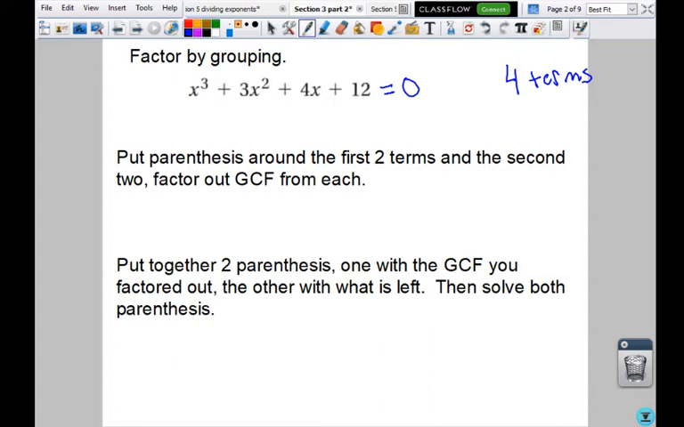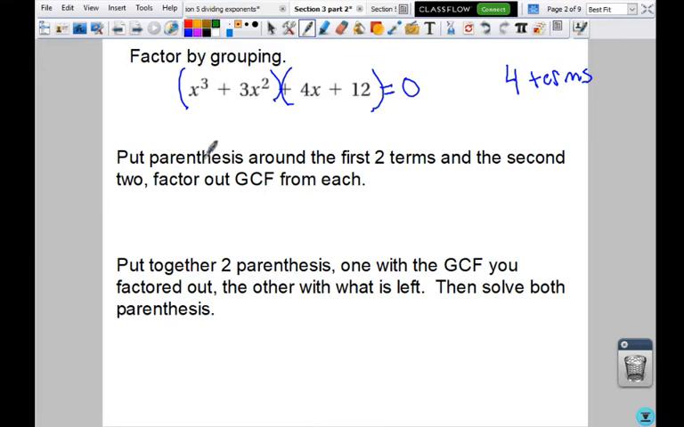And to do that, I'm going to make sure it's in standard form, so biggest exponent, and then go down. So 3, then 2, there's a 1 there, no, not writing it, and then nothing. And what we're going to do is put parentheses around the first 2, and parentheses around the second 2, and we're going to factor out the greatest common factor from each parenthesis.